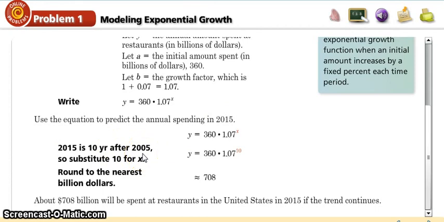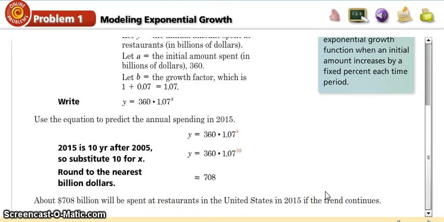Okay, 2015 minus 2005, 10 years. So we're going to use 10 as our x. So in place of x, we just put 10, because remember, x represents the number of years since 2005. And just solve that. You can plug that in your calculator if you want to, and you're going to get approximately $708 billion. So come this time next year, maybe this is done at the end of 2015 to add it all together, $708 billion will be spent at restaurants in the United States.